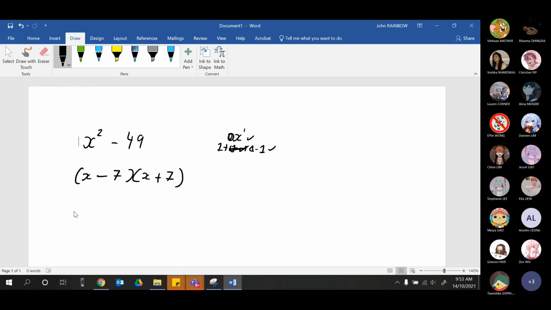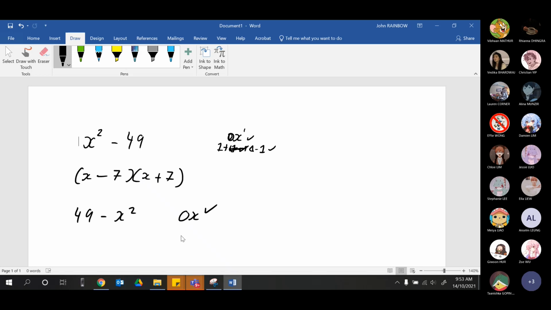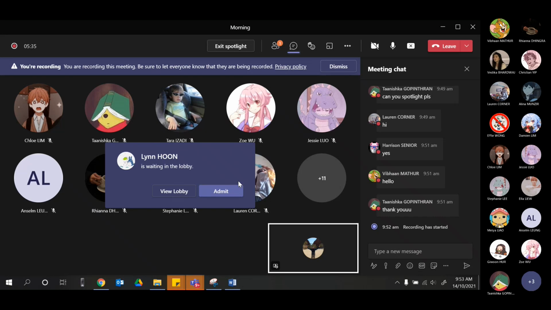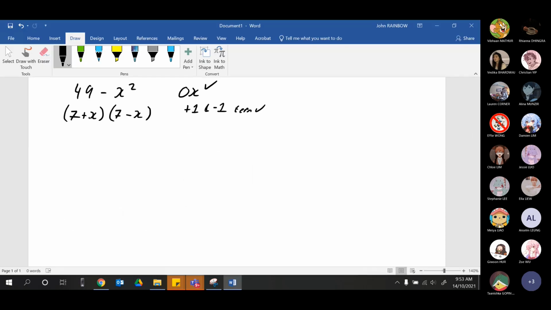So again, I could have rewritten this the other way, 49 minus x squared. I've got 0 x's, correct. And I have 1 positive and I have 1 negative. Correct, so 7 would be positive in these cases. And I would then have 1 positive x and 1 negative x. And that would be it there. All right, so then we can see that that would be 7x minus 7x, and you get no x terms.